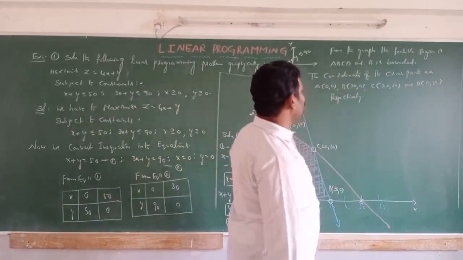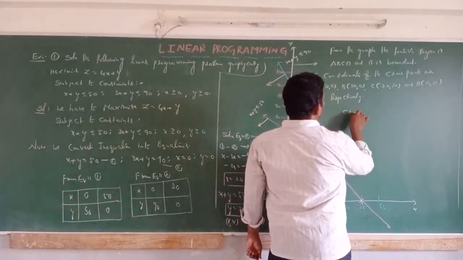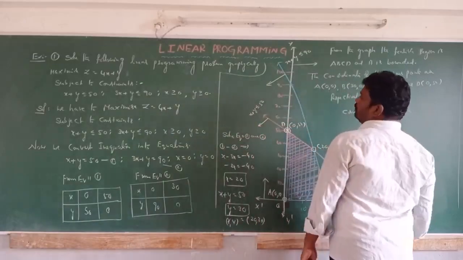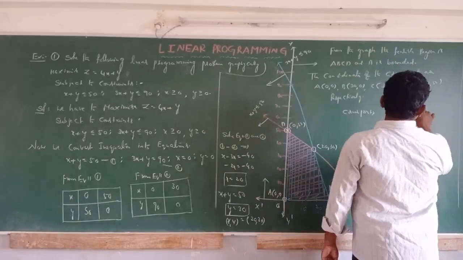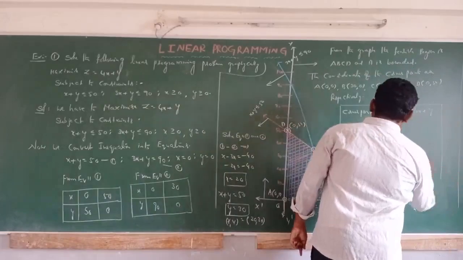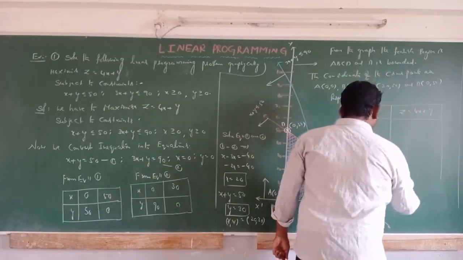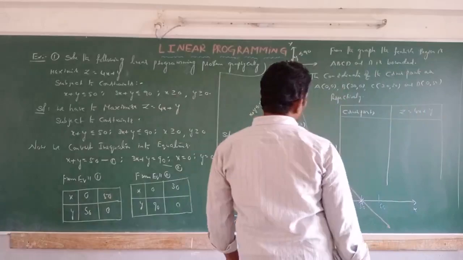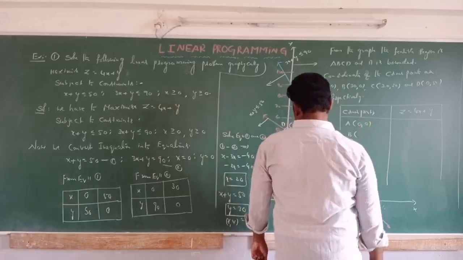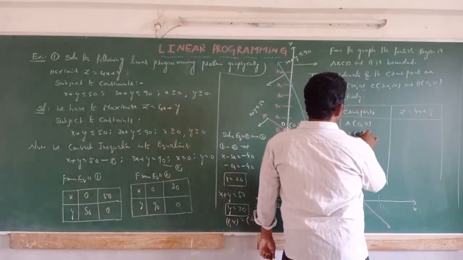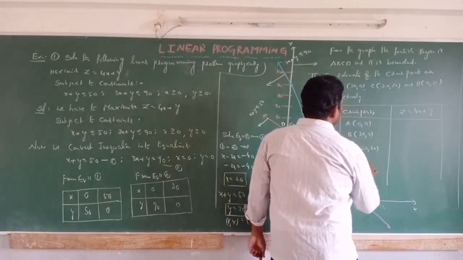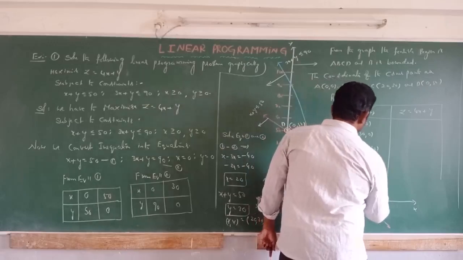After that, for the corner points, if we want to find the value of z, z is equal to 4x plus y, the objective function. In that objective function we substitute these points and we get the optimal solution. The corner points are A of 0, 0, B of 30, 0, C of 20, 30, and D of 0, 50.